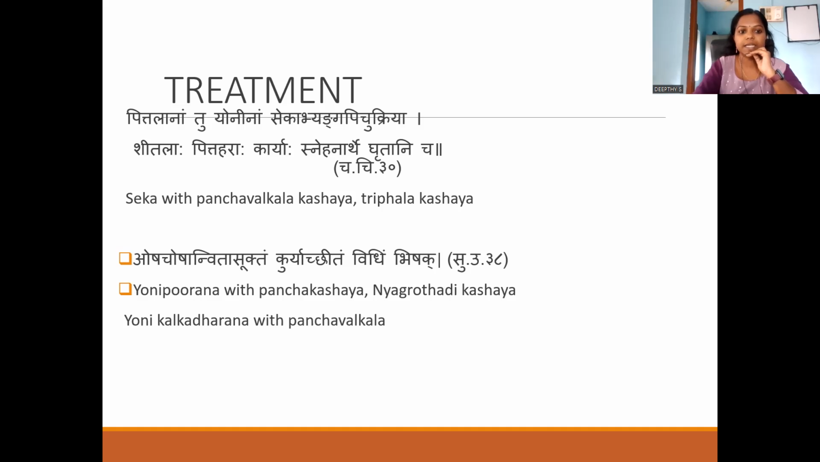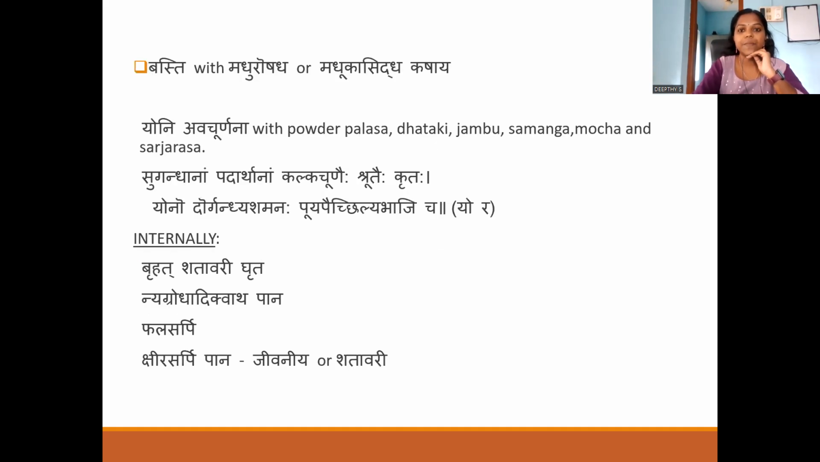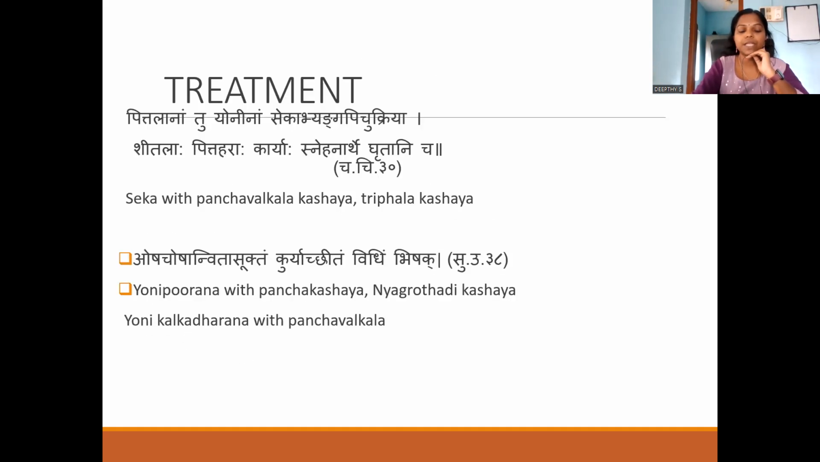As Krida is Pittahara. So Sega can be done with Panchavalkala Kashaya. Then Yoni Purana can be done with Negrodadi Kashaya. Yoni Kalka Dharana with Panchavalkala. Mainly in this Paithika, the Panchavalkala drug has an important role as it is Pittahara. For Snehana, Krida can be used as Krida is Pittahara. Then Shitala Dravyas should be used. Sega, Abhyanga, and Pijukriya is an important treatment in Paithiki. That is Pittalana tu yonina, Sega, Apyanga, Pijukriya.